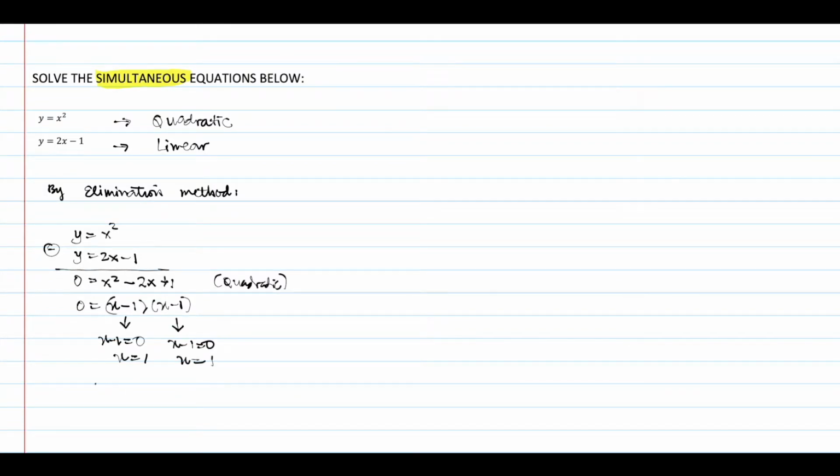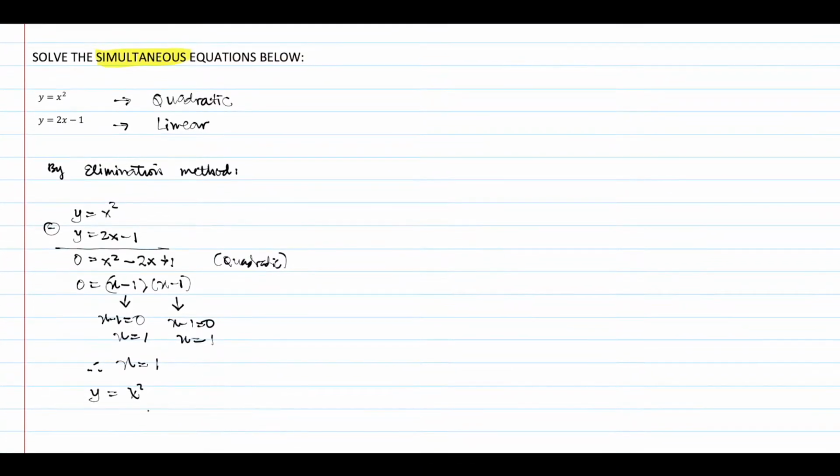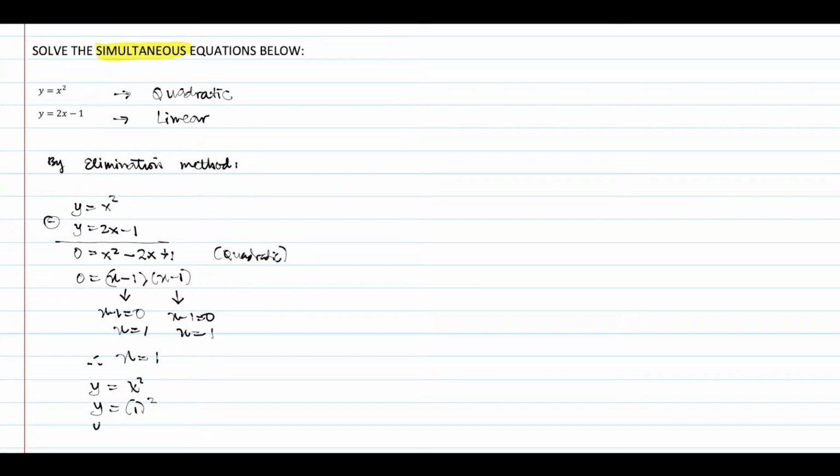So, x equals 1. To solve for the value of y is to substitute this x value into one of the two original equations. Let's use the first one, y is equal to x squared. Since x is 1, y is now equal to 1 squared, which gives y equals 1.